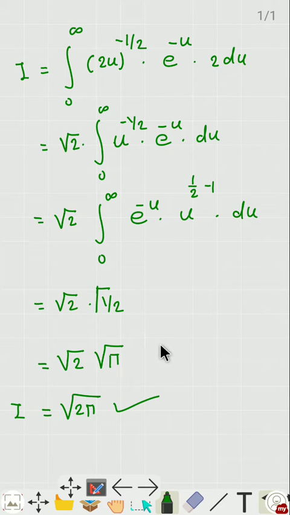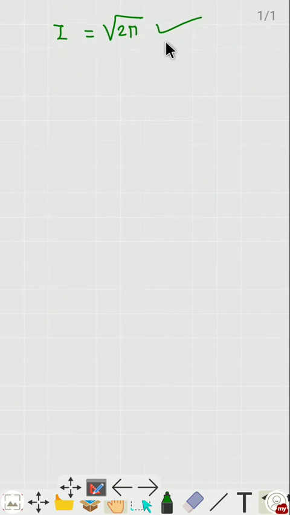So this is the value of the given integration. Now let us try to solve one more example.